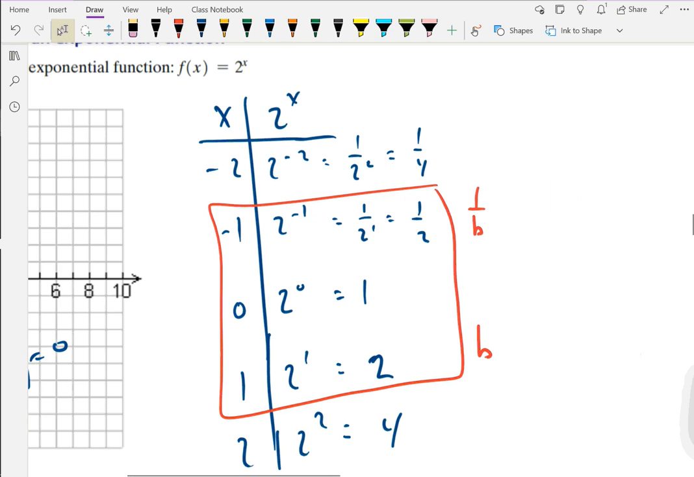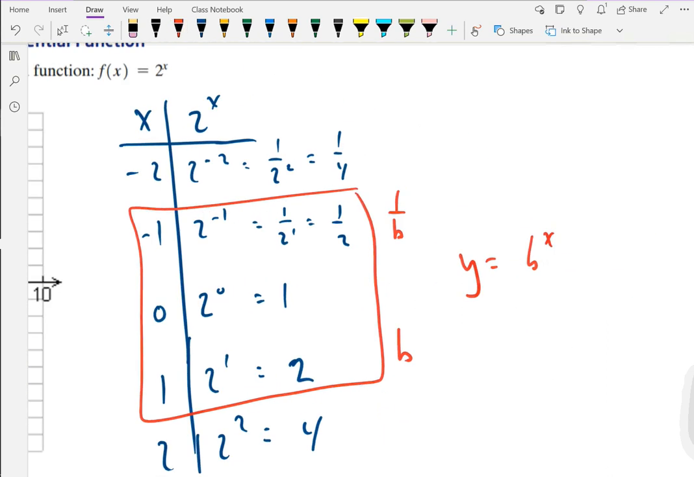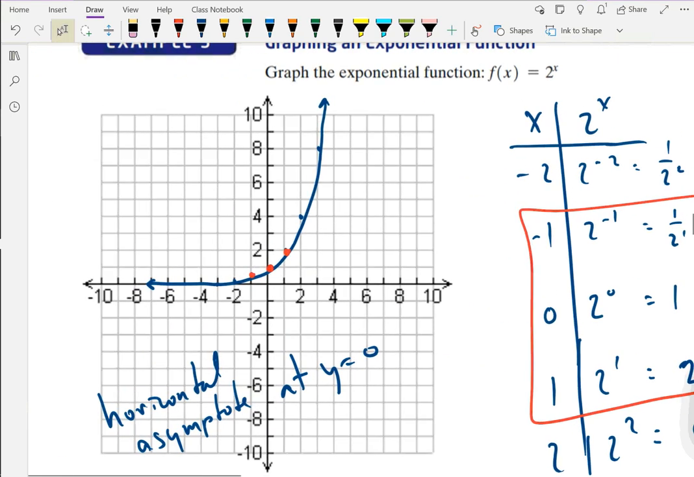If our function was y equals a b to the x, that is one thing that we could take a look at. At negative 1, 0, and 1, we would end up with this kind of idea. Oops, not if we just have b to the x. Let me be a little more careful, not the a. We don't have any multipliers in here just yet. Okay, so that's the general shape of our graph.